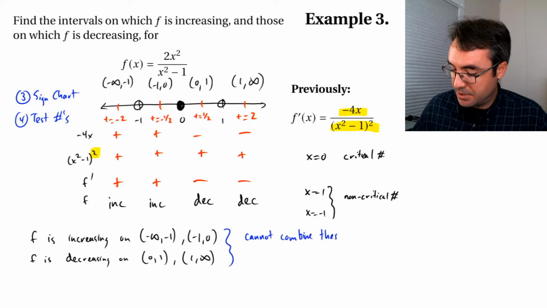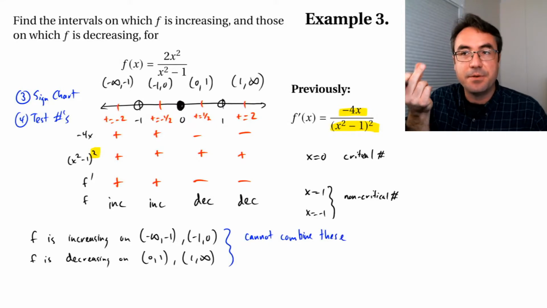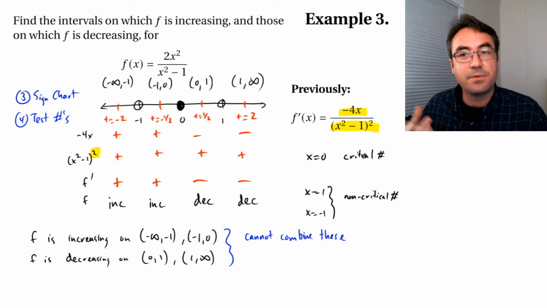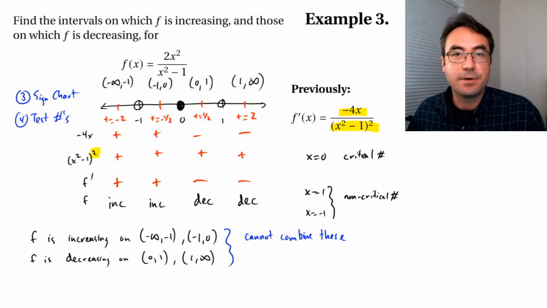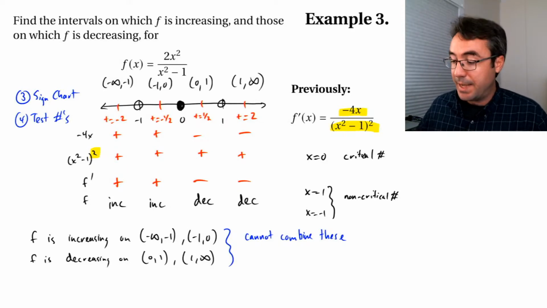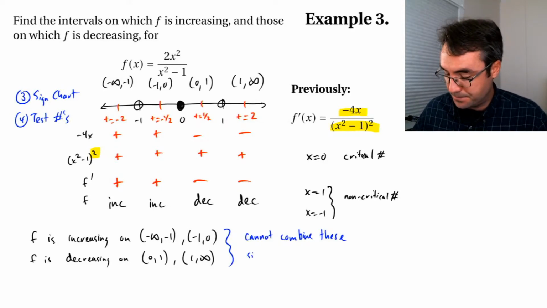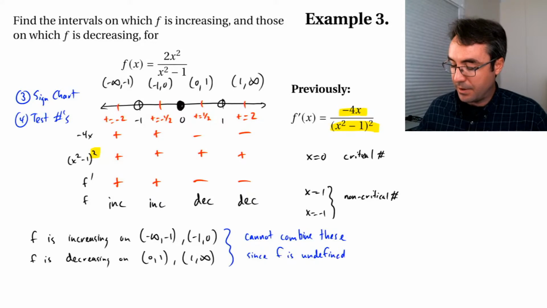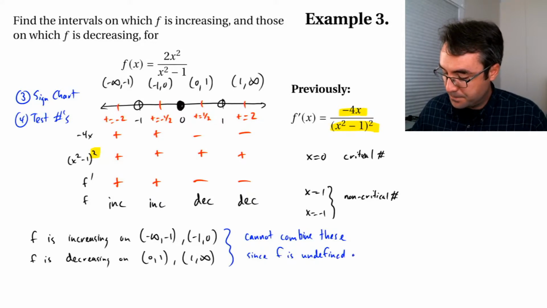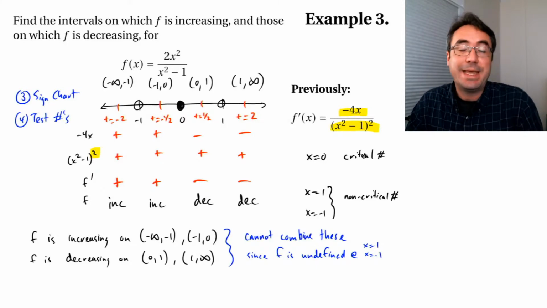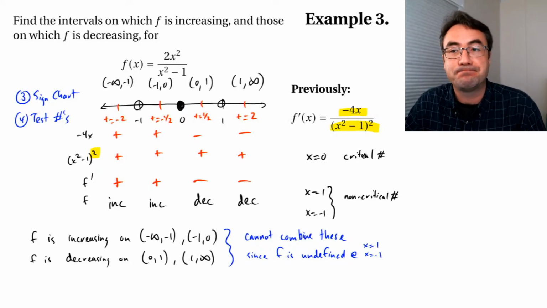It's tempting to just say, all right, let's get rid of the middle number there, the -1 and the +1, and just look at the overall intervals, but we can't do that here. And that's because our f is undefined at x equals +1 and x equals -1. So we can't actually combine those.